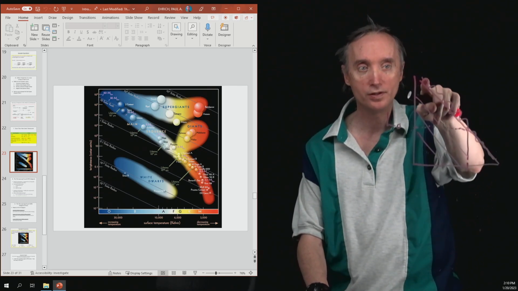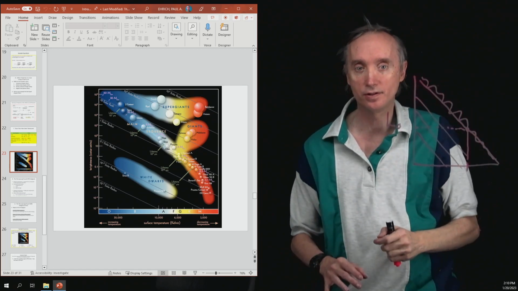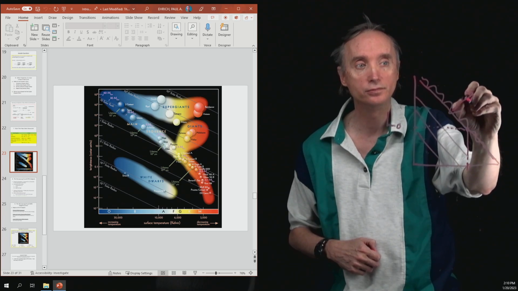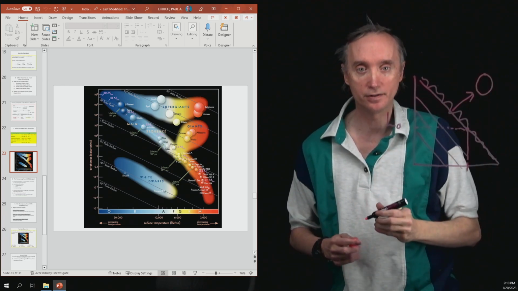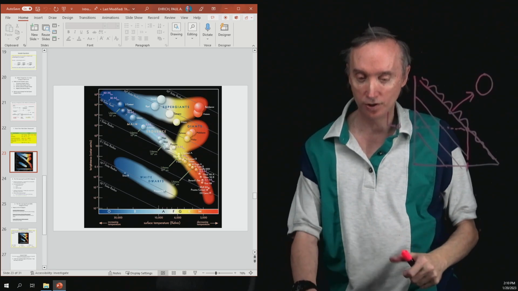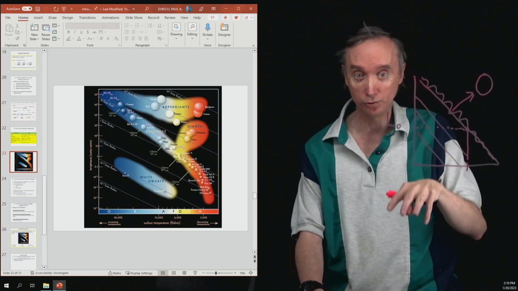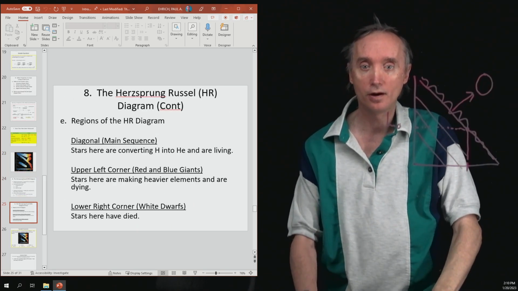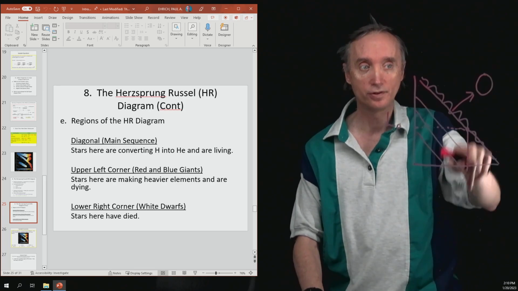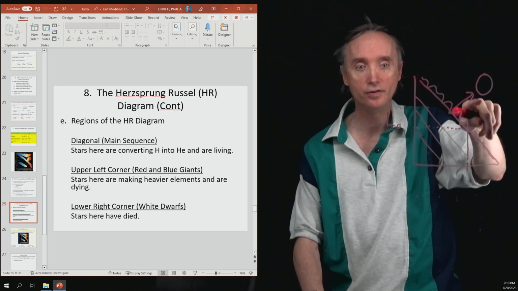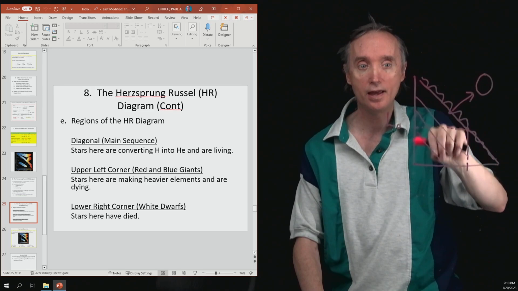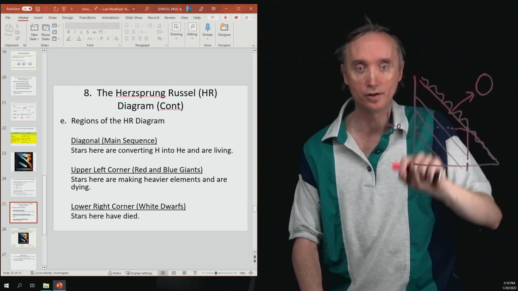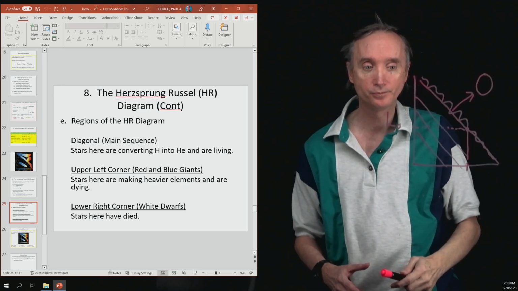So when one of these stars on the main sequence starts to die, it's going to migrate over into this region where you're going to have the giants. This is where you can have red giants, you can have blue giants, but these are going to be giants, and they are going to be dying. They're going to be making heavier elements, heavier than helium, and those are going to be made in these objects over here. So they're in the process of dying.